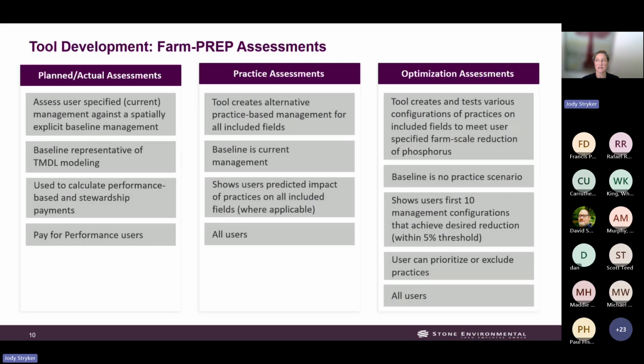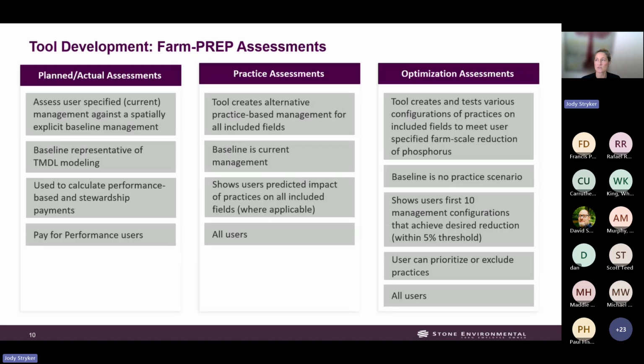So there are 3 types of assessments that can currently be run in Farm Prep. Planned and actual assessments are specific to the Pay for Performance program. They assess user-specified current management against a spatially explicit baseline management. That baseline management has been, to this point, representative of the modeling that was done to establish the state's TMDLs, the total maximum daily loads. And these assessments are what are used to calculate those performance-based and stewardship payments for farmers.